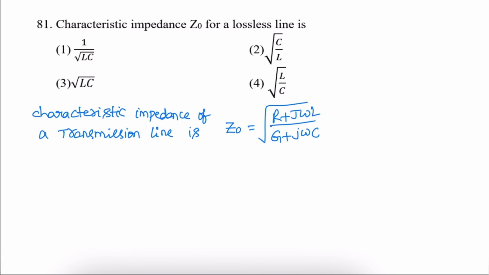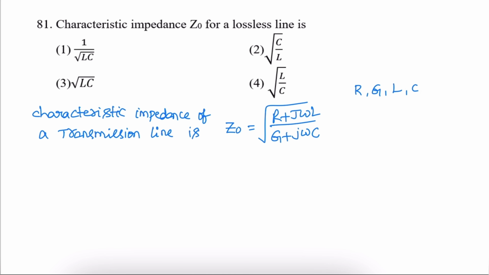Question 81. The characteristic impedance Z0 for a lossless line is. We know that the expression for characteristic impedance of a transmission line is Z0 equal to square root of R plus j omega L by G plus j omega C, where R is resistance per unit length of the transmission line, G is the conductance per unit length, L is the inductance per unit length, and C is the capacitance per unit length of the transmission line.